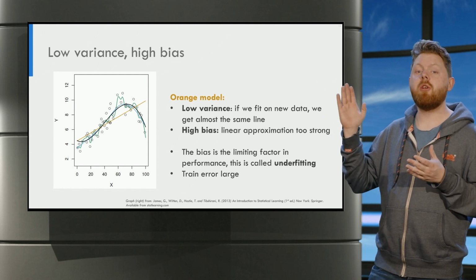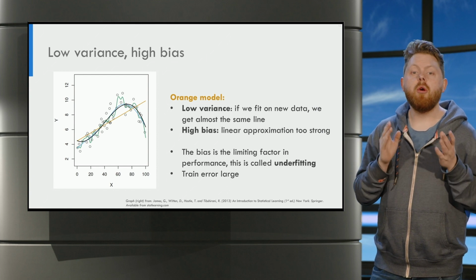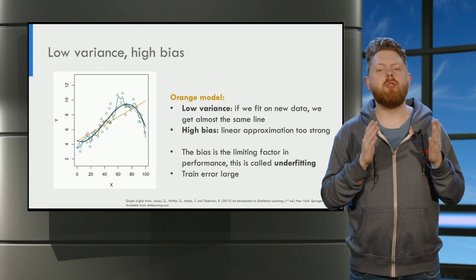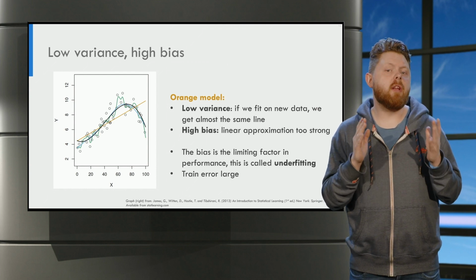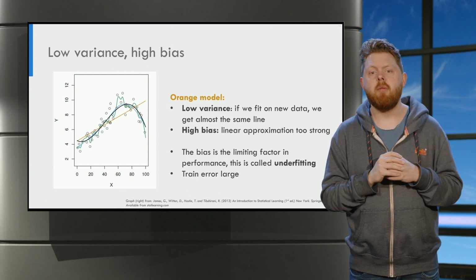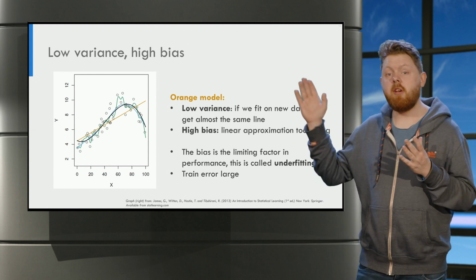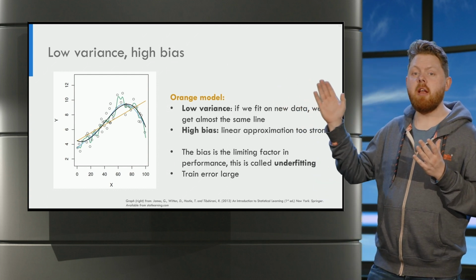We call this situation underfitting. Underfitting means our model is too simple. The model is so simple we cannot even fit it well to the training data. Therefore, this case is characterized by a high training error.